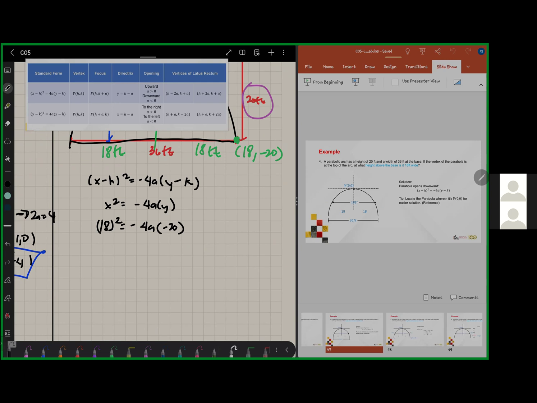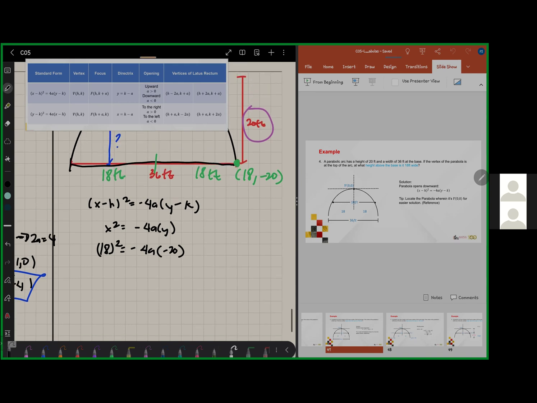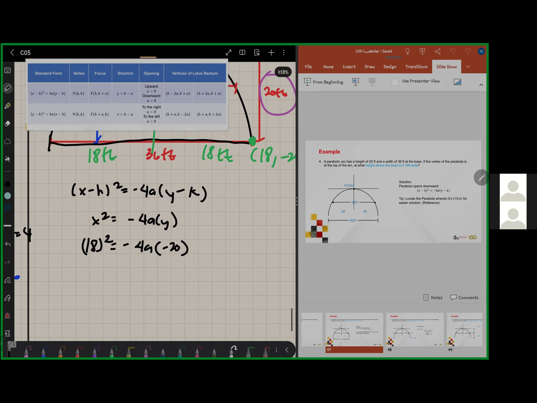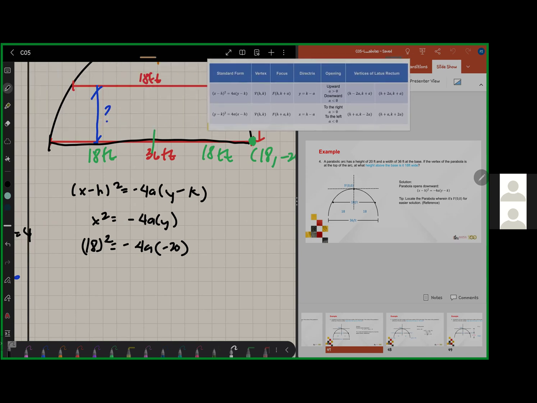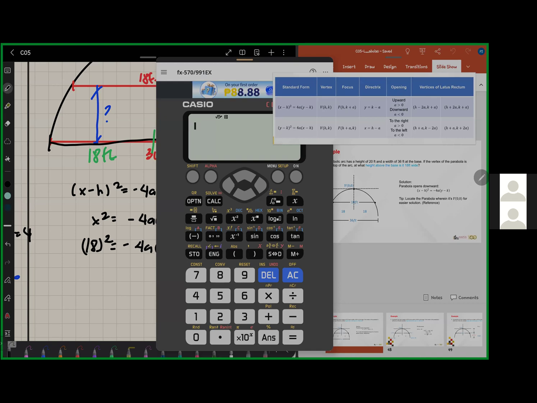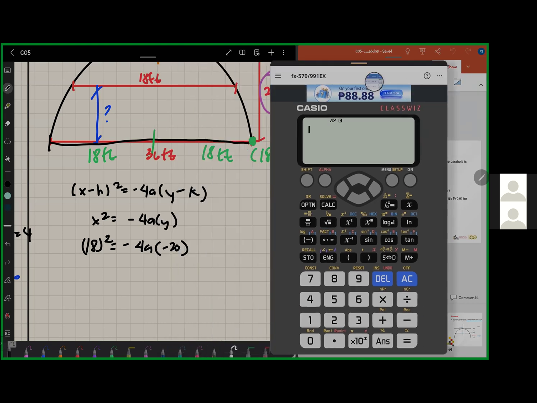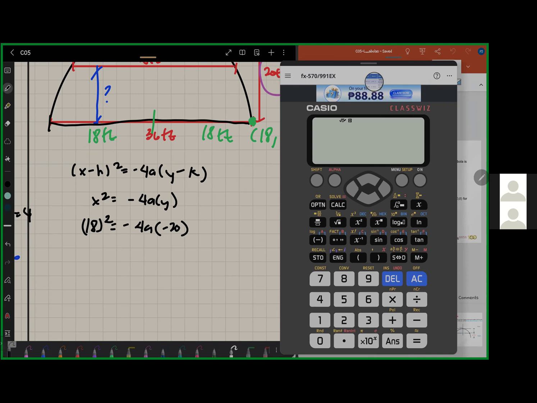So now that we have these values in our parabola, we can now solve for our a. So we have 18 squared and negative 20, and we have negative 4a on this equation. So let us first open our calculator. Now let us solve for our a. So let us first simplify our equation.